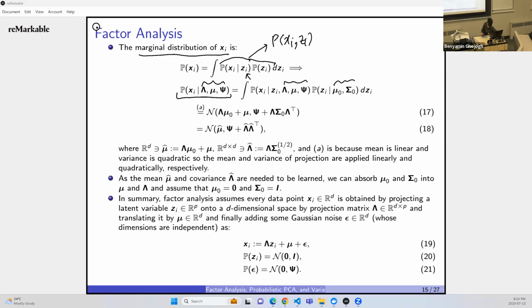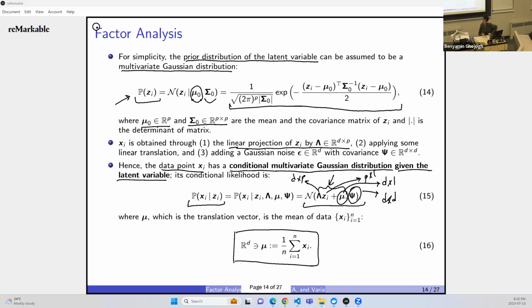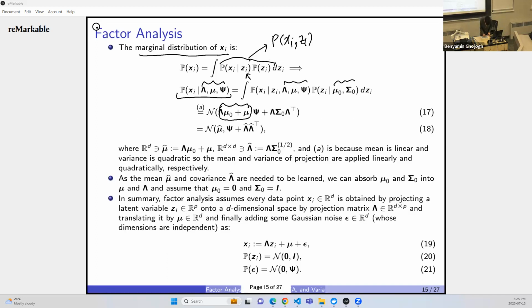Give me a second. Here, guys, please listen to this. This is important. Here, I have this. This is exactly lambda mu0 plus mu. I had lambda zi plus mu. The mean of zi is mu0. Therefore, the mean after transformation becomes lambda mu0. But I also have mu, right? Therefore, my mean becomes lambda mu0 plus mu.